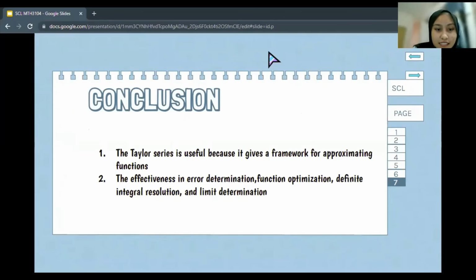So for the conclusion, the Taylor series is useful because it gives a framework for approximating functions. This allows us to approximate values of functions using only addition, subtraction, multiplication, and division of real numbers. Then, we have probed through the complexity of Taylor series and shown evidence of its extensive and very effective applications. The effectiveness in error determination, function optimization, definite integral resolution, and limit determination is evidence of the Taylor series being an enormous tool in physical science and also in engineering and computation science, as well as an effective way of representing complicated functions. So, thank you.